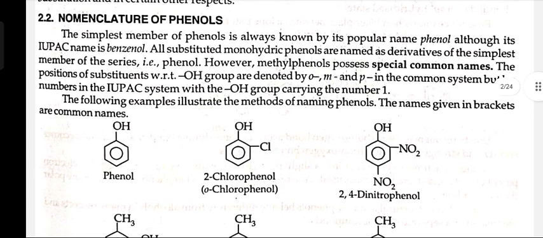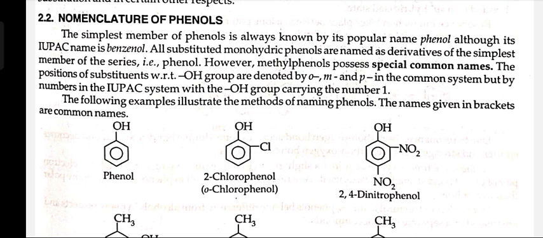Nomenclature of the phenols. The simplest member of phenols is always known by its popular name phenol, although its IUPAC name is benzenol. All substituted monohydric phenols are named as derivatives of the simplest member of the series, that is phenol. However, methyl phenols possess special common names.